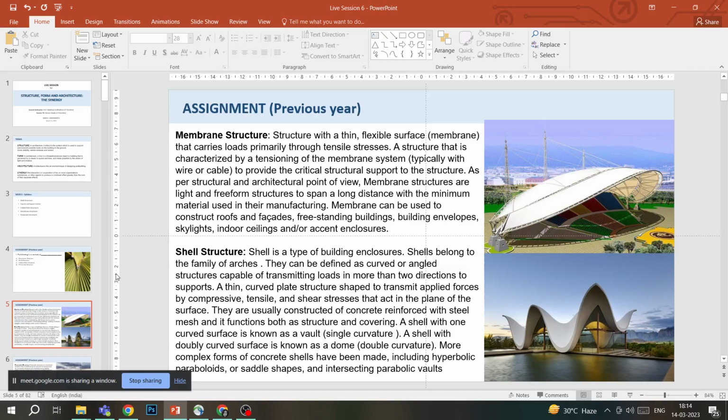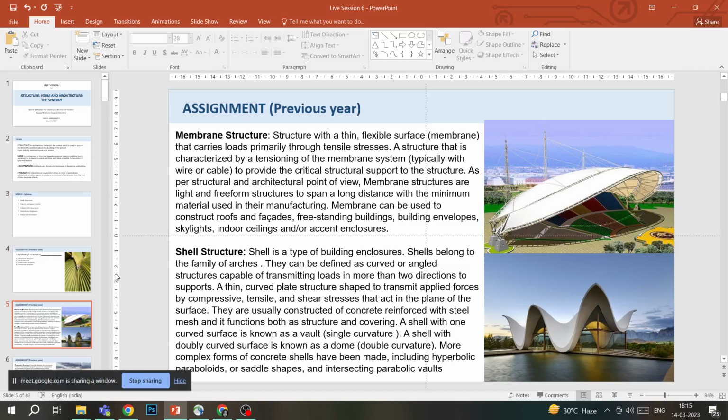They are usually constructed of concrete reinforced with steel mesh, because it's a very thin shell, so usually it's reinforced concrete that is used to make these kinds of shells. And it can function both as a structure, and it can also function just as a covering. To give some very regular examples, a shell with one curved surface is known as a vault. Basically, a vault is like a semi-cylinder. So it has just one curvature, so it's a shell with a single curve, and a shell with double curvature is known as a dome.